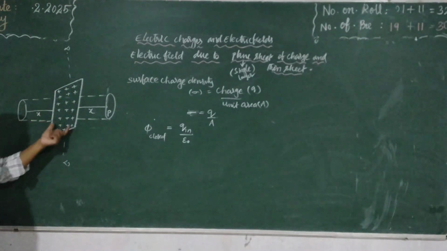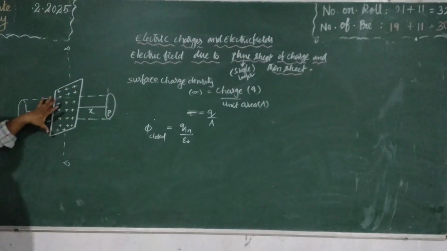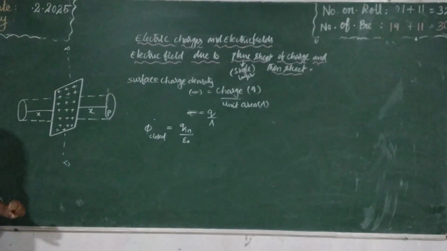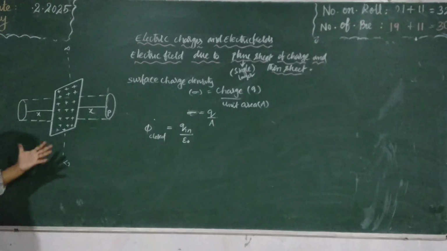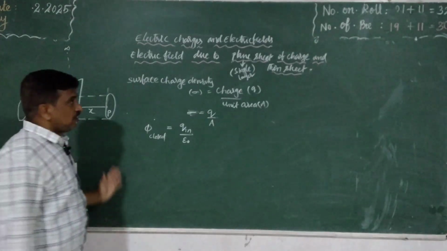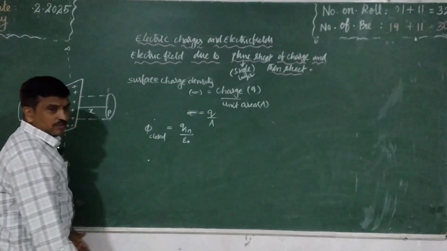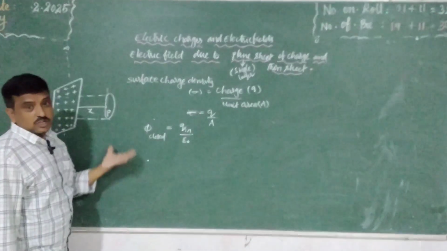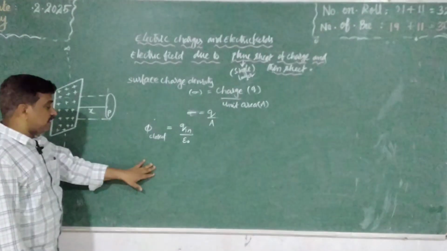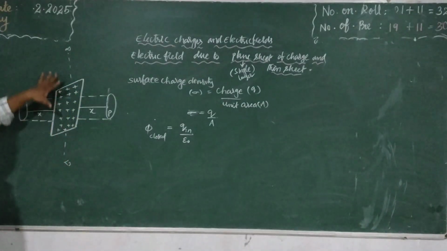In this one, charge is distributed uniformly. It is of infinite length. Why are we saying infinite length? For example, this is the board, and this dot is very small, so the board is infinite compared with this dot. Like that, here also, this is a plane sheet which is infinite.